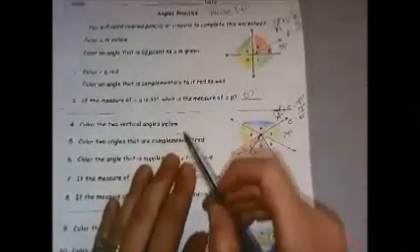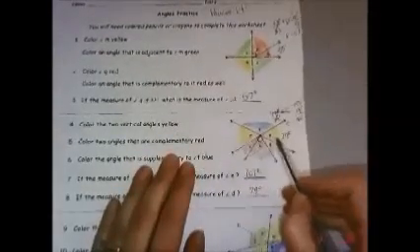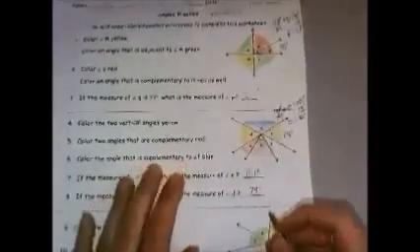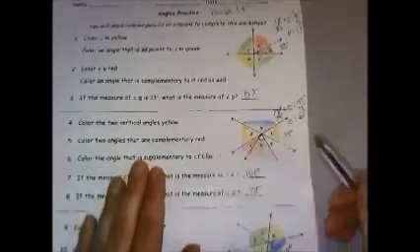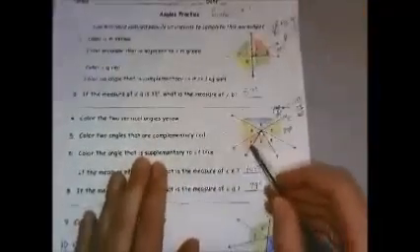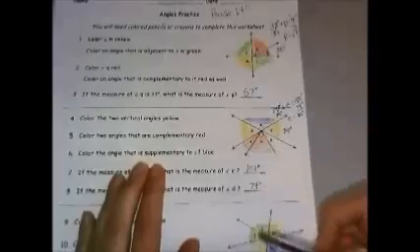Thank you. So angle P is 57 degrees. Let's go through 4 through 8. Color the two vertical angles yellow. So angle D and angle F are yellow and they're vertical from each other. They Eskimo kiss. Color two angles that are complementary red. Angle H and angle C equal 90 degrees.